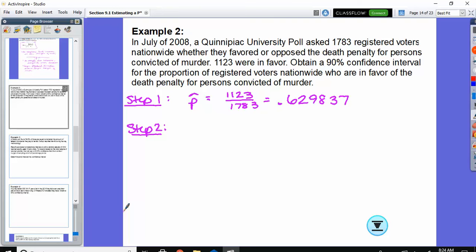Second thing, just like in section 8.2, anytime I'm doing these p-hat examples, you need to check your criteria. That means your n times p times 1 minus p has to be greater than 10, and n has to be less than 5% of the population. So 1,783, would that be less than 5% of all registered voters? Okay. So that one's good. My n times p times 1 minus p.